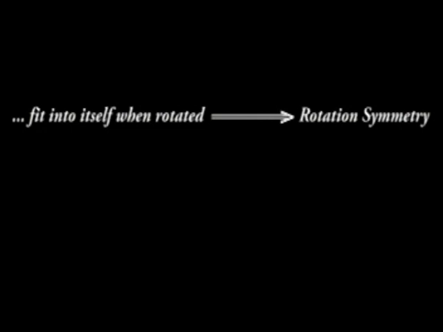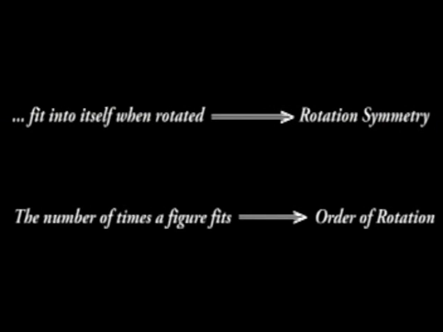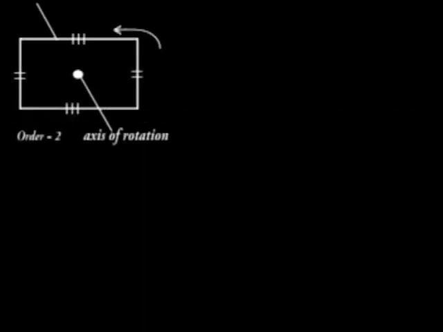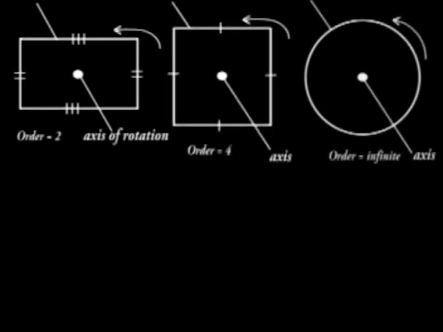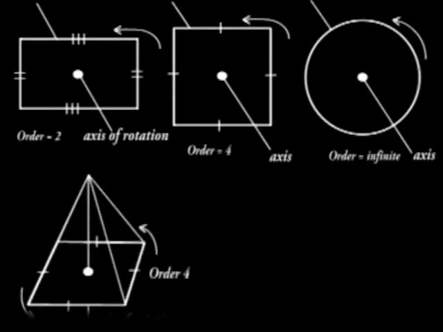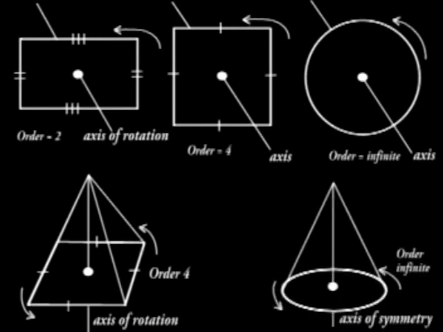Rotation. If a figure can fit into itself when rotated, it is said to have rotational symmetry. The number of times a figure fits into itself in one complete rotation is called the order of rotation. A rectangle has order of rotation of 2, a square order 4. A circle has an infinite order of rotation. A square pyramid has an order of rotation of 4, and a circular cone has an order of rotation of infinity.